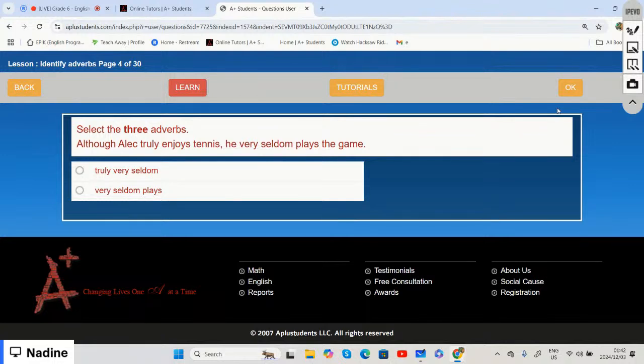So if we were to select our three adverbs, right? Although Alec truly enjoys tennis, he very seldom plays the game. So is it option one, which is truly, very, or seldom? Or option two, where we say it's very, seldom, plays?